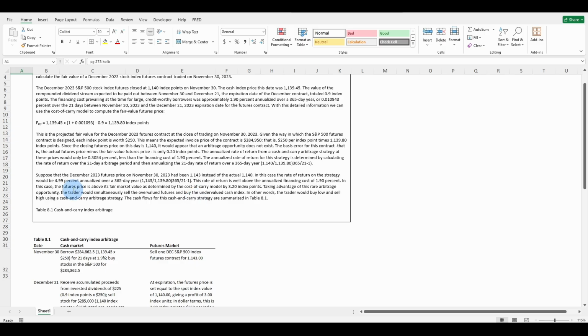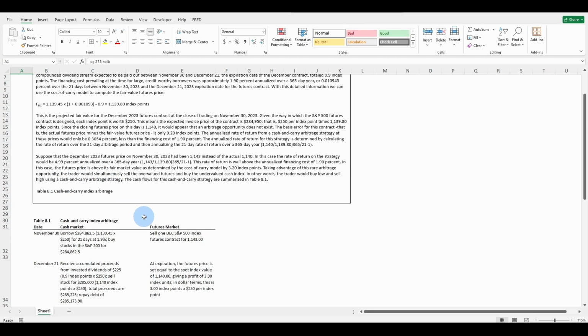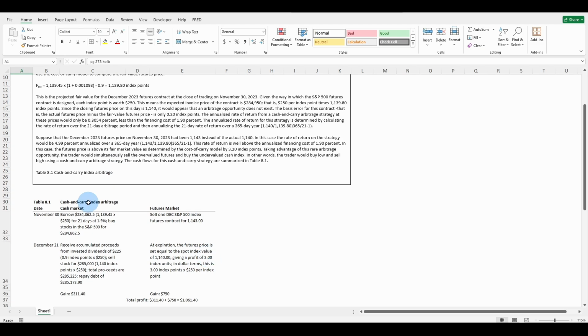In this case, the futures price is above its fair market value as determined by the cost to carry model by 3.2 index points. Taking advantage of this rare arbitrage opportunity, the trader would simultaneously sell the overvalued futures and buy the undervalued cash index. In other words, the trader would buy low and sell high using a cash and carry arbitrage strategy. The cash flows for this cash and carry strategy are summarized in this table.